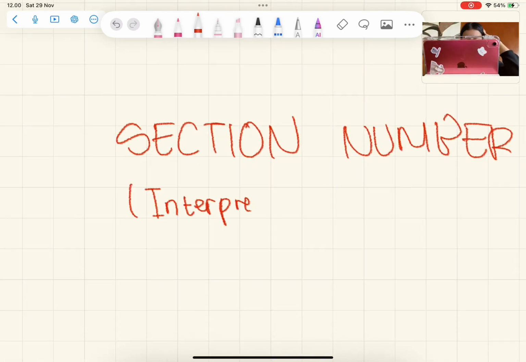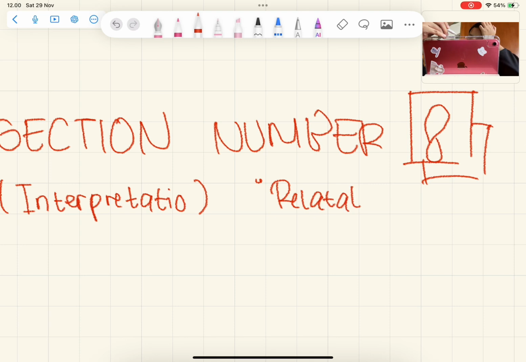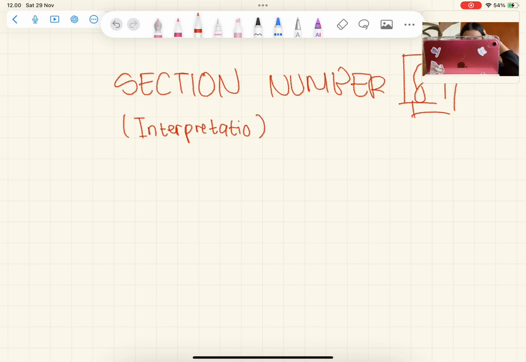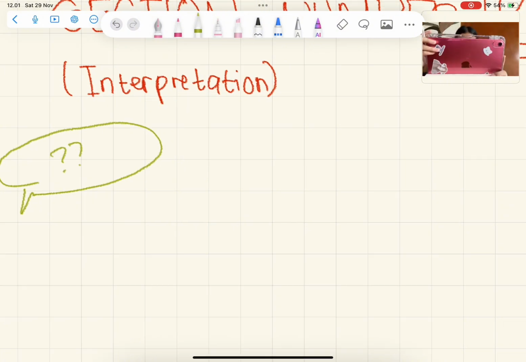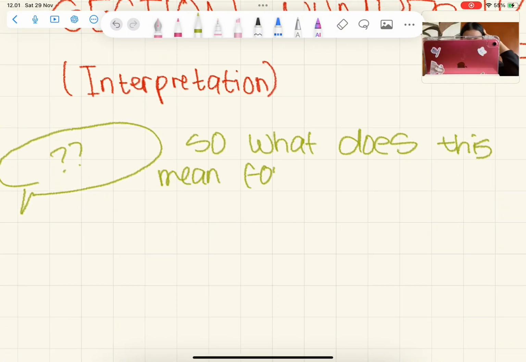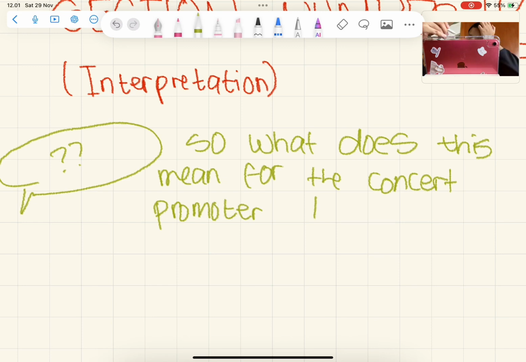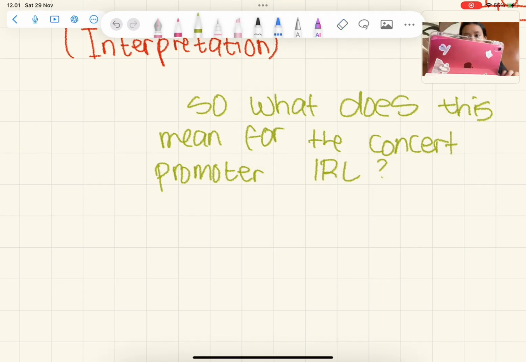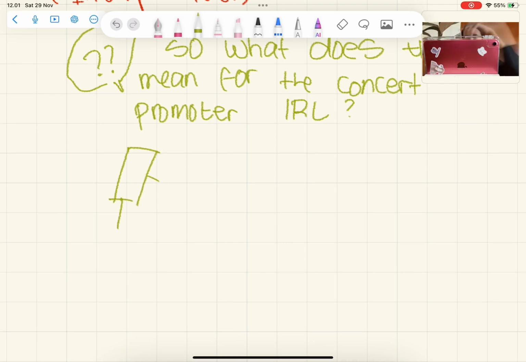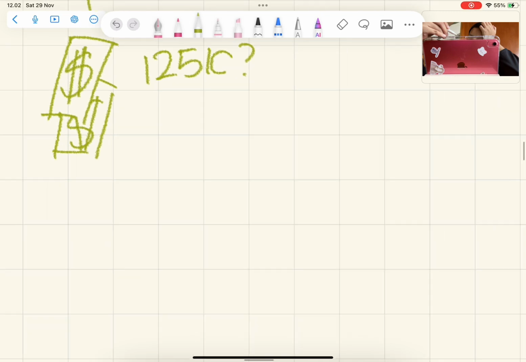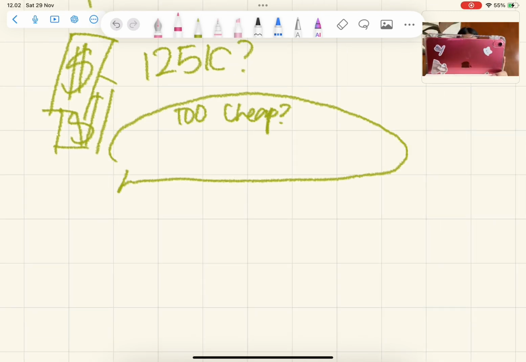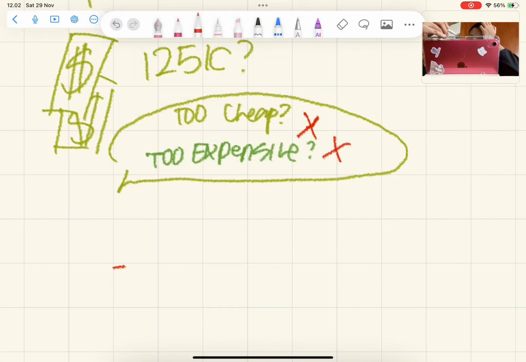For section number 8, we have interpretation, or how to make it relatable. A lot of people might ask, what does this mean for the concert promoter in real life? Well, I would answer that if they price the ticket too low, they sell a lot but make little revenue, and if they price it too high, hardly anyone buys it. But at 125k, that's a sweet spot, the perfect balance of price and the number of fans who will actually pay.